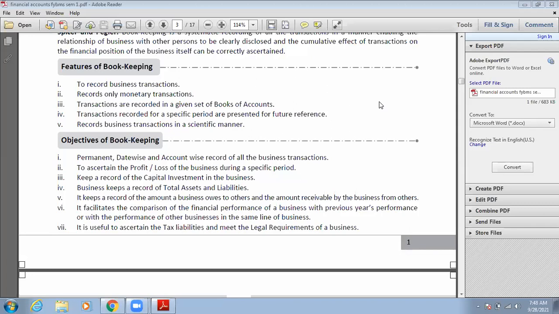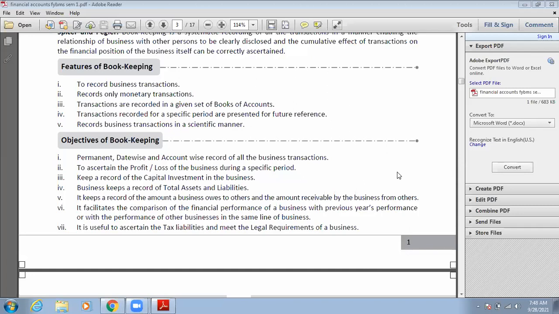Keep business track of the total assets and the total liability. What does asset mean? What is an asset, student? A commerce student can answer me what is an asset and what is a liability. Come on, tell me what is the difference between asset and liability. Come on, student, don't keep quiet.